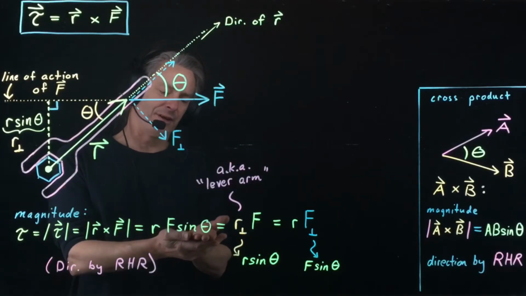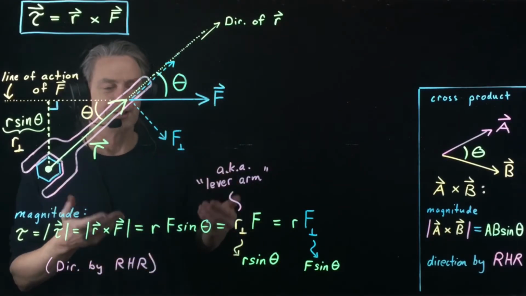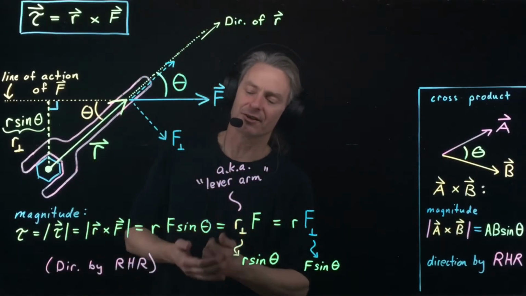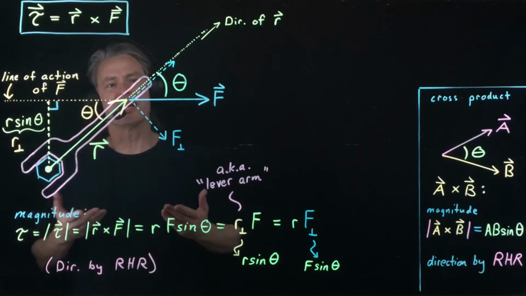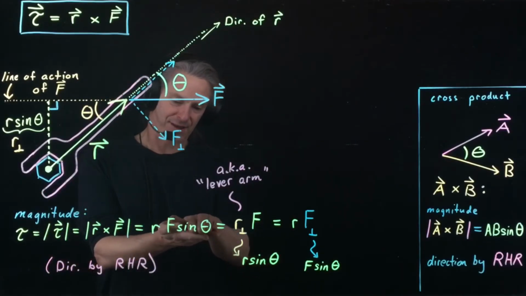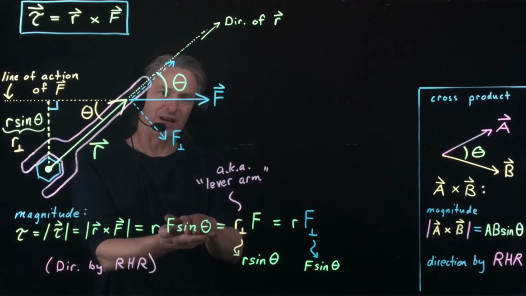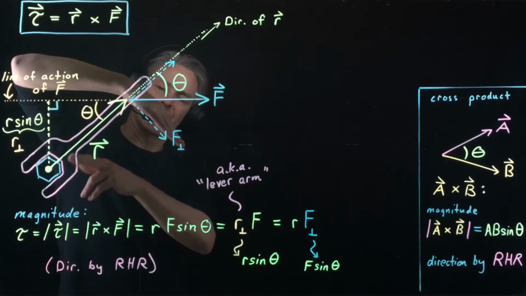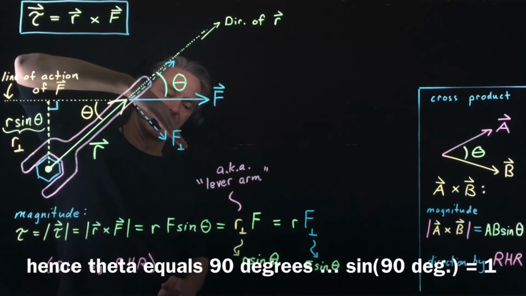The sine of an angle is 0 when the angle is 0 degrees or 180 degrees. The sine of the angle is 1 when the angle is 90 degrees. So this angle will have its maximum sine value when the force is perpendicular to this R vector and hence perpendicular to the wrench handle.